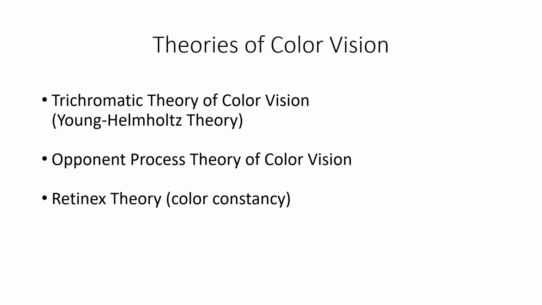Tri meaning three, chroma meaning colors. That's Young and Helmholtz. We will talk about their theory for a little while and provide some evidence and some examples. Then opponent process theory of color vision discusses those four colors that we mentioned before, red and green and blue and yellow, and talks about them as having these opponent processes, and we're going to discuss both of those.